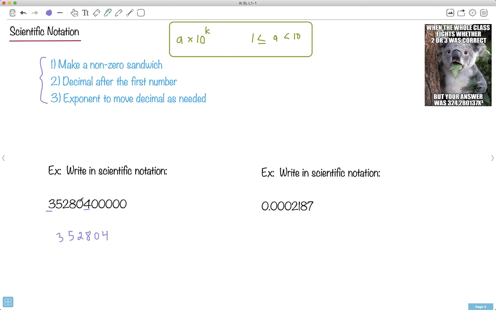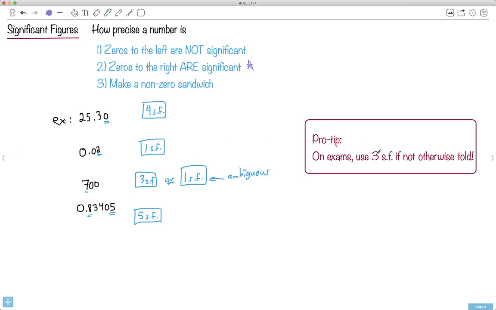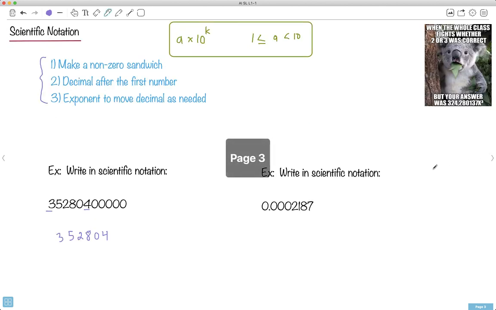The idea is this number must be the same as this. We can't be estimating or rounding here. We're trying to do the exact value here. I mean, we may actually want to round it to three significant figures later, but if we're not told to do that, then I'm going to write the full answer here. So first of all, I wrote this. Well, this number isn't equal to this, so I'll have to see what I do. I want a decimal after the first number. That's to force it to be like this. Do you notice? That's to force this a between 1 and 10.